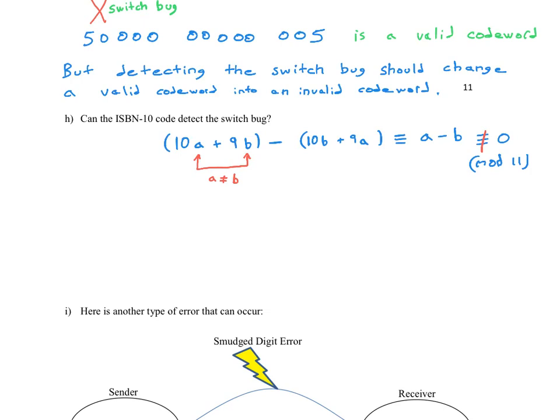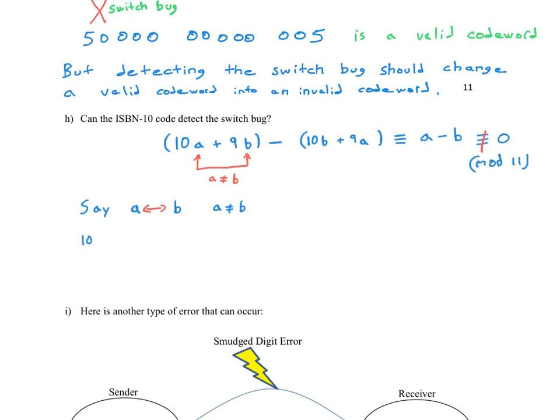Okay, so we'll start by saying, say that A switches with B. Now, of course, other switches could occur, but they'll all be symmetric with this switch because the coefficients of A and B have a difference of 1, and that's the same for every other pair in the ISBN 10. The difference of the coefficients will always be 1. So let's look at the code word.